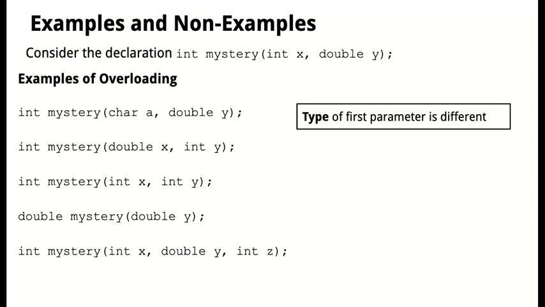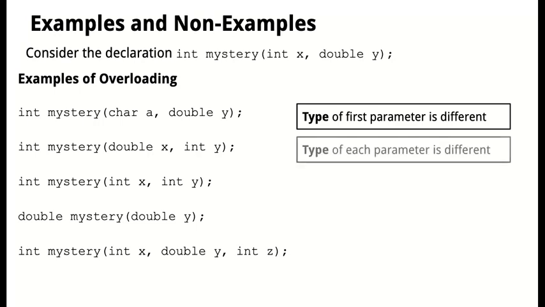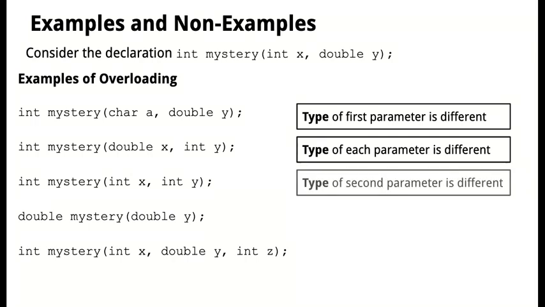In the next example, we have a double followed by an int, which is different than the original order of an int followed by a double. So in this case, each parameter has a different type. And again, that will successfully overload the original function. Our third example here, we've changed the type of the second parameter from a double to an int. So again, that will successfully overload the original function because our second parameter has a different type.